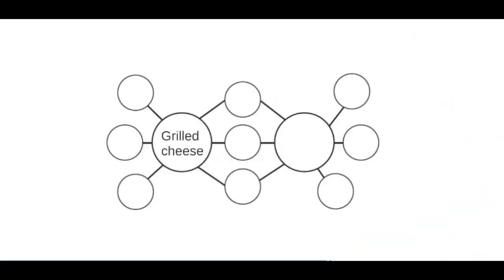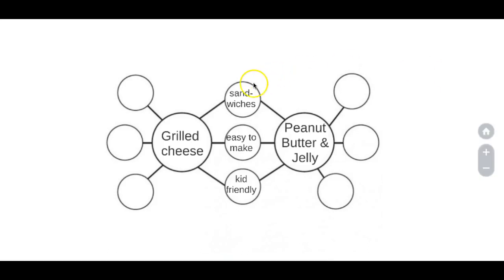So let me show you an example of a map. Here's our map, and I'm going to compare grilled cheese sandwiches with peanut butter and jelly sandwiches. So what's the same? Well, they're both sandwiches, right? And they are both easy to make. And kids love them. Those are things that are in common. There are a lot of things that these have in common, so you could continue this as long as you wanted. And that's why these maps are great. You're not constricted in your thinking because you can add to the map in any way.